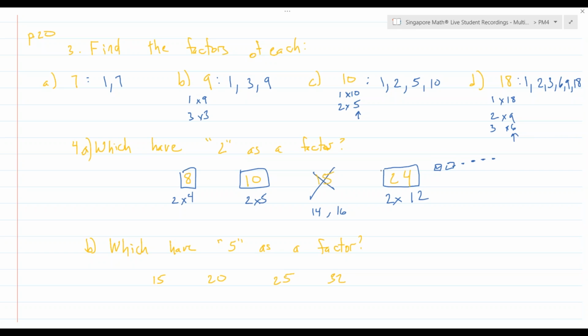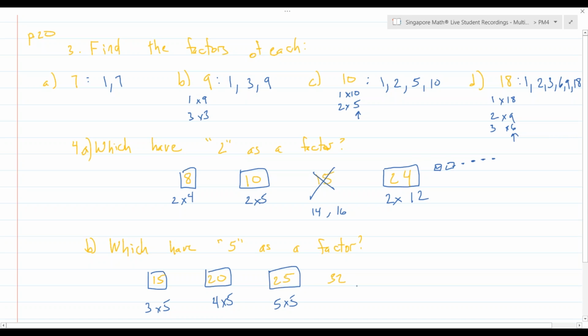Look at part B. What about the numbers that have a factor of 5? That's an easy one if you think about what we know about 5s. 15, that's 3 times 5, so 15 has 5 as a factor. 20, that's 4 times 5, so that one works. 25 is 5 times 5, so that one works. 32 doesn't work. How can you recognize that? Remember that all the multiples of 5 will end in a 0 or a 5, so 32 is not a count by 5 number. It will not have 5 as a factor.